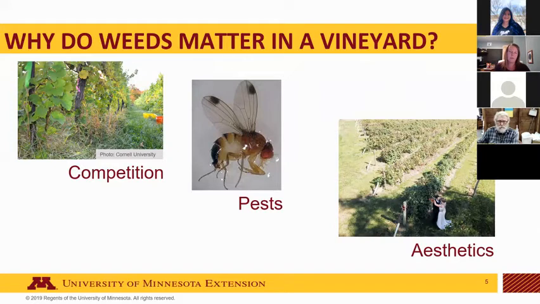Spotted-winged Drosophila is the one that is shown in this photo. And that is a pest that likes to hang out in that cool, moist plant canopy during the day, so it can harbor that pest and keep more of it in the orchard or the vineyard.